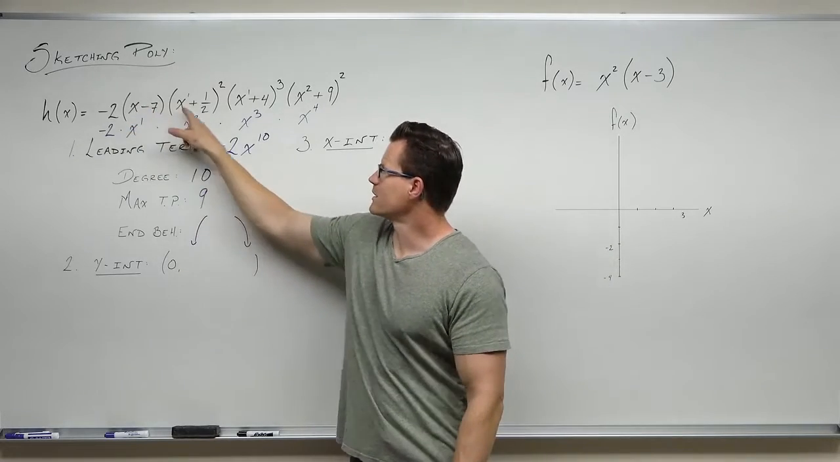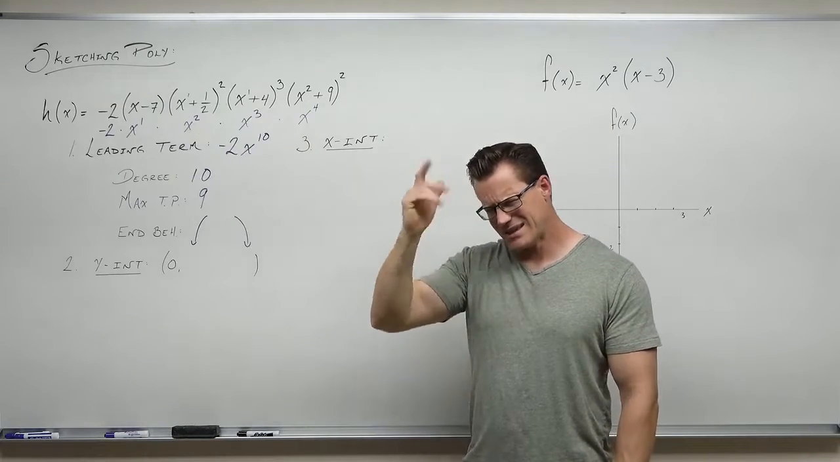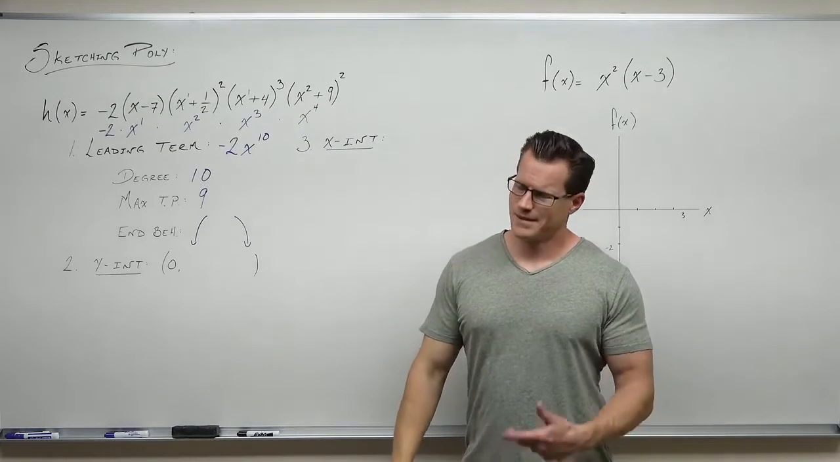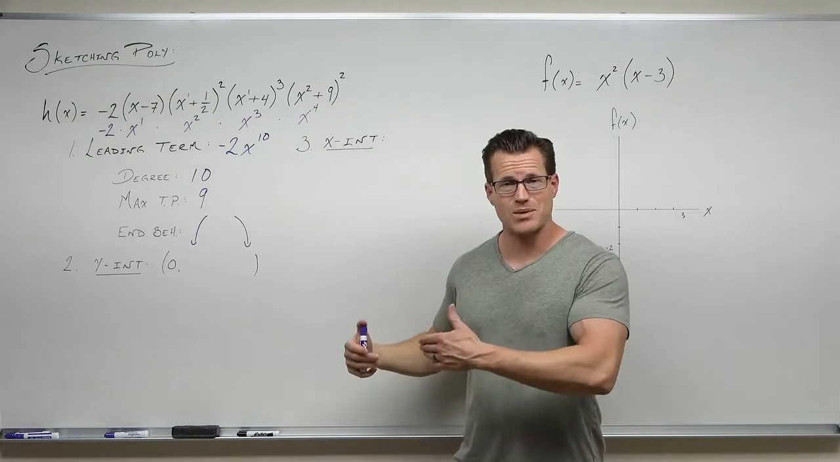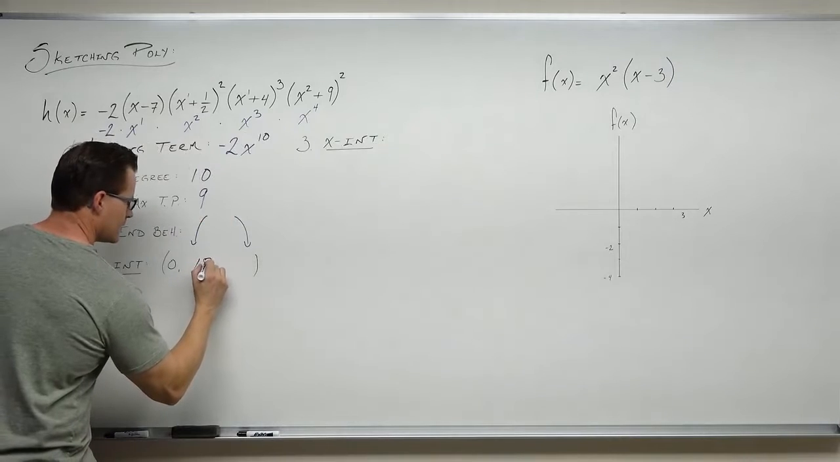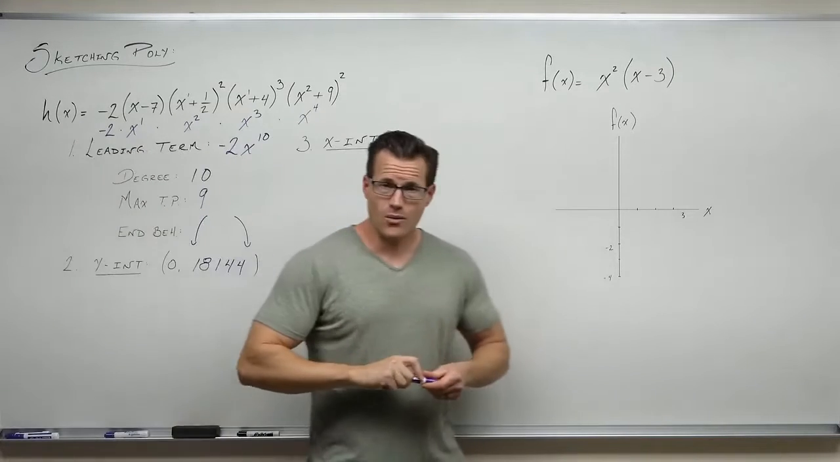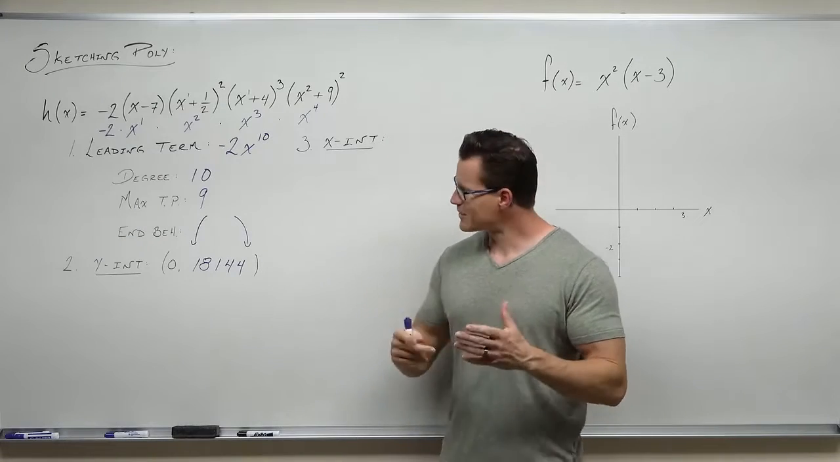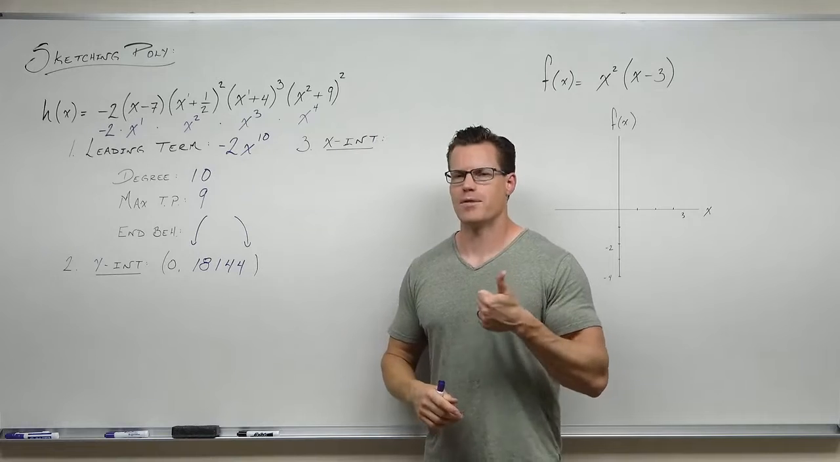So plug in 0 here, and here, and here, and here, and you're going to get, let me do that quickly in my head, 18,144. I didn't do that quickly in my head. I did it a long time ago. But that's why we're not graphing this. So our y-intercept would be (0, 18,144). That's like way up there.